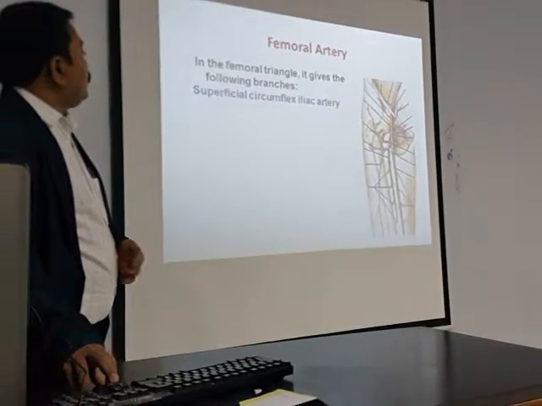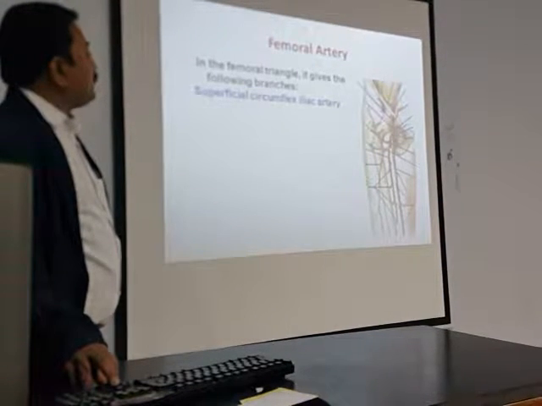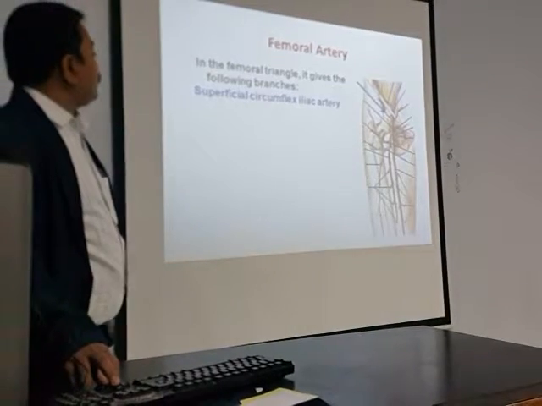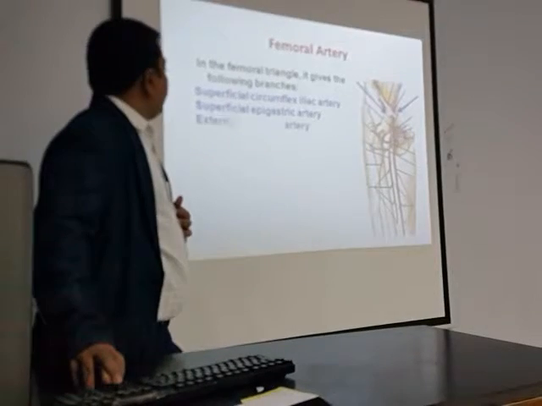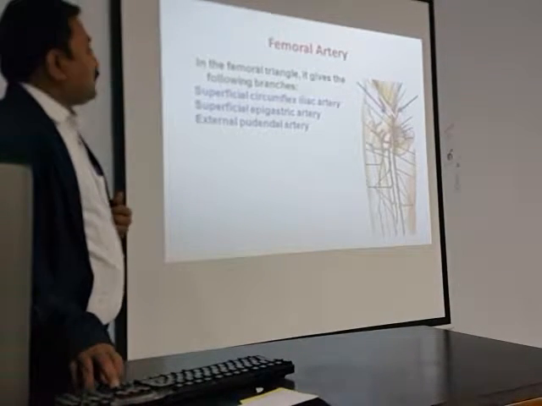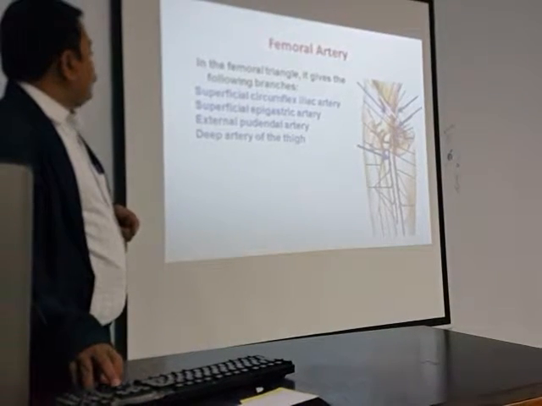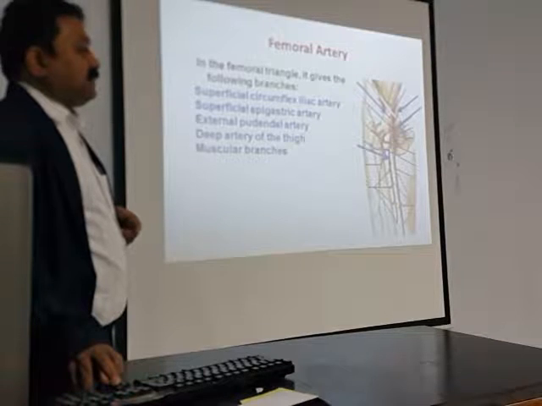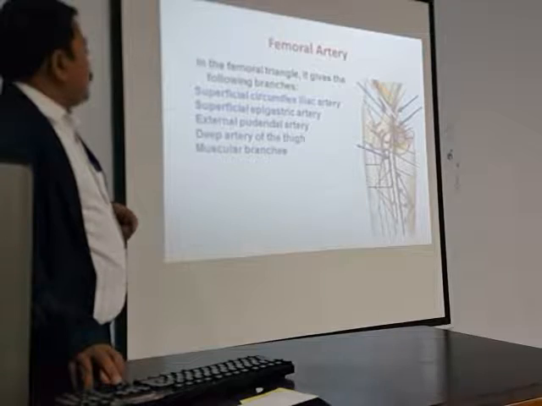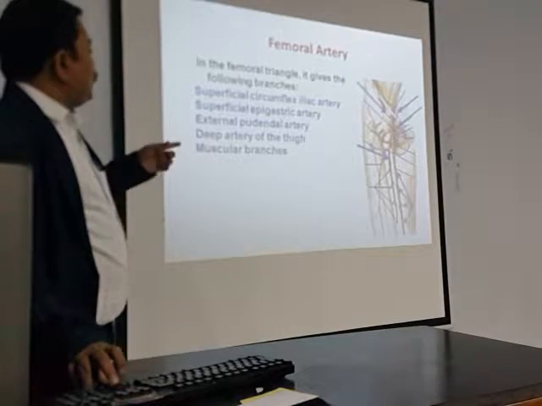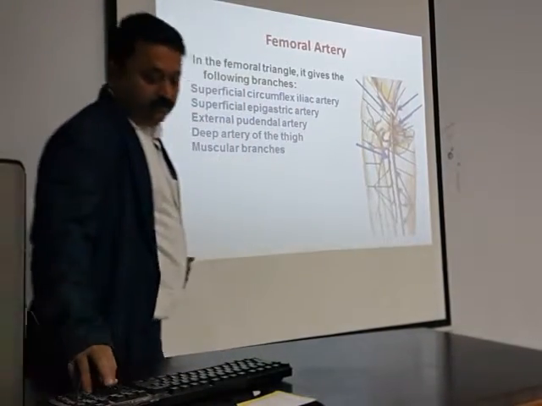Next, in the femoral triangle, the femoral artery gives rise to the superficial circumflex artery, the superficial epigastric artery, the external pudendal artery, the deep artery of the thigh, and muscular branches. So these are the branches. Profunda femoris.